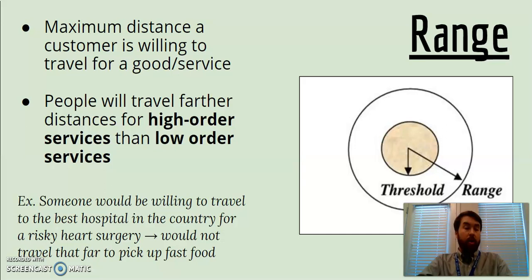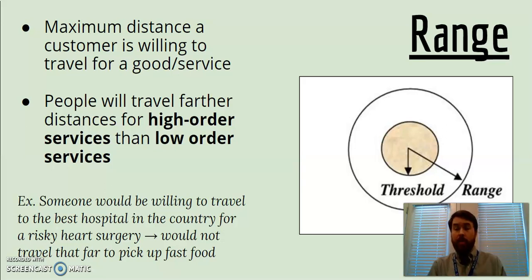People will travel further distances for a high order service than a low order service. So here's an example. Someone would be willing to travel pretty far. Let's say they had some kind of heart condition and needed to have a very risky heart surgery. They would travel pretty far to get that surgery if it meant they could live a more comfortable life and possibly survive some kind of heart attack or something, right? They wouldn't travel as far to pick up fast food.